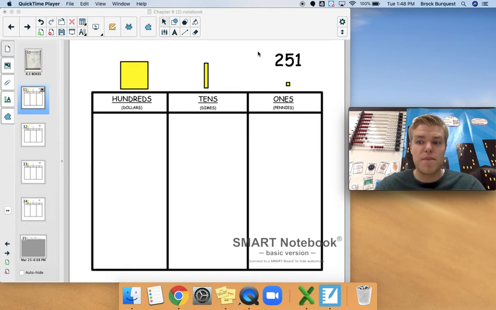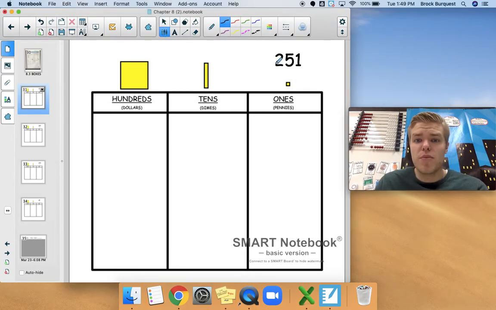Mr. Burke once again with another math lesson. Today we're going to talk about place value, okay? So on the screen, we've done this sometimes in our morning meeting or during our math stations, okay? But we're going to look at how we can make the number 251 with our place value blocks, okay?